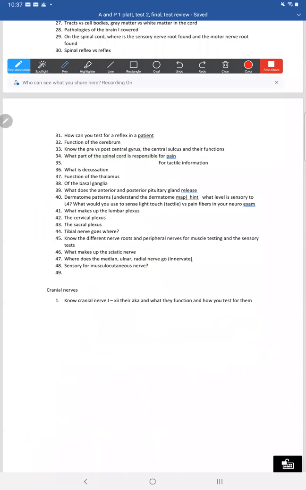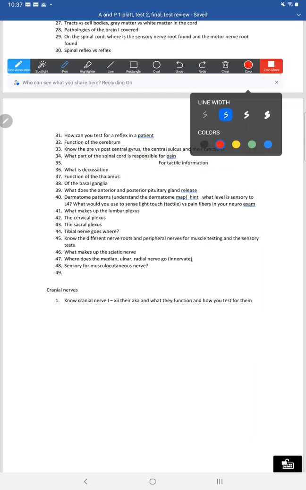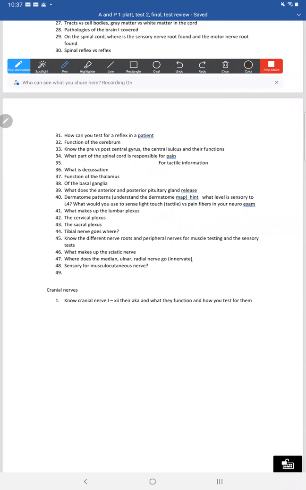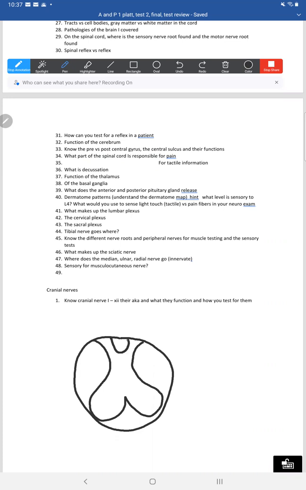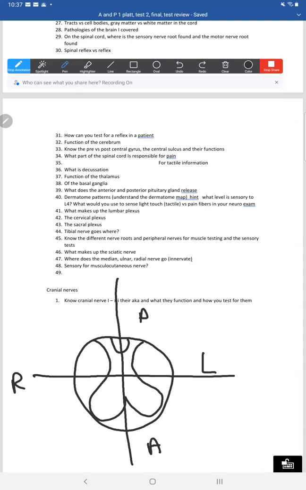Okay, then there was the tactile information, so let's do that. So cross section of the cord, gray matter. When you're new to this, you want to orient yourself. So divide your cord in half, right side, left side, and divide it that way, posterior, anterior aspect. I'm going to do that again.